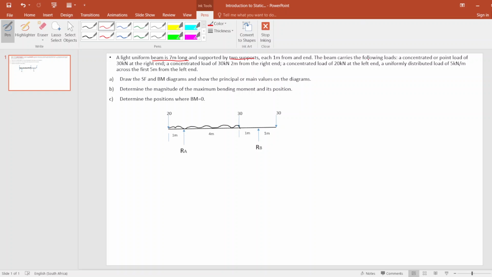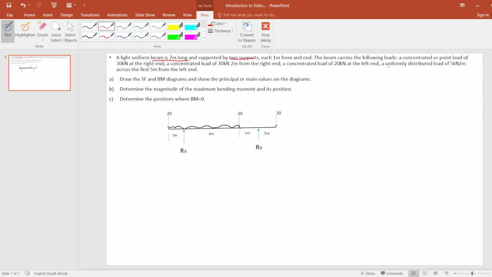The beam carries the following loads: a concentrated or point load of 30 kilonewton at the right end. A concentrated load of 30 kilonewton 2 meters from the right end. Now you measure 2 meters from the right end, then you put your 30 kilonewton concentrated load there. A concentrated load of 30 kilonewton at the left end. This is what we have at the left end.